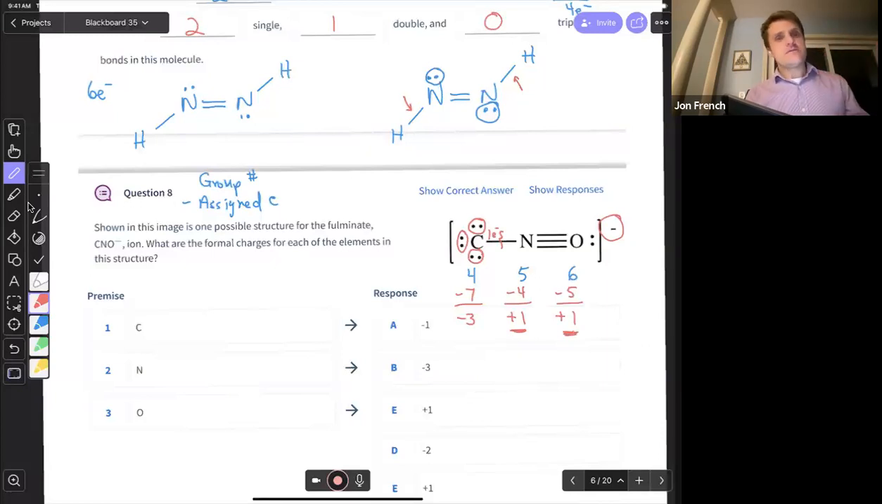This is not a great Lewis structure, though, because we want to, number one, minimize the number of atoms that are carrying charge. And if we're carrying a negative charge, we'd rather it be on the most electronegative atom. So we don't want the negative charge on carbon. We'd rather have it be on oxygen in this case. So we want to dump in some of those electrons from carbon. All right, that wraps up question 8. I'll pause the video here.